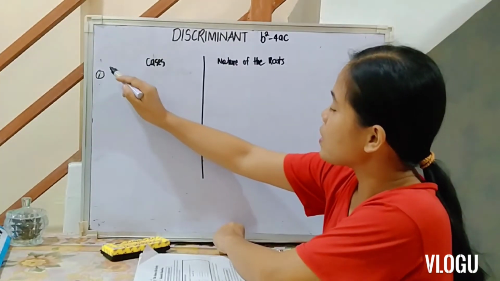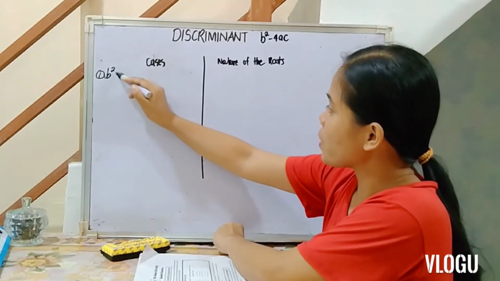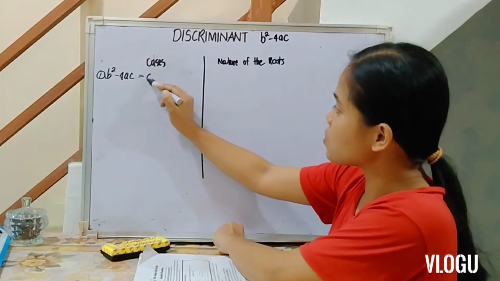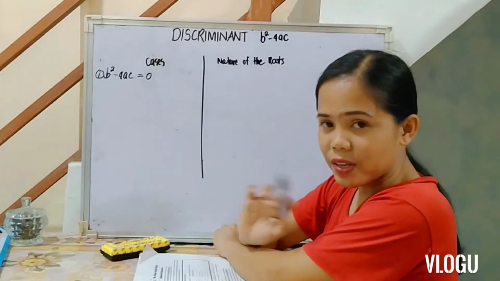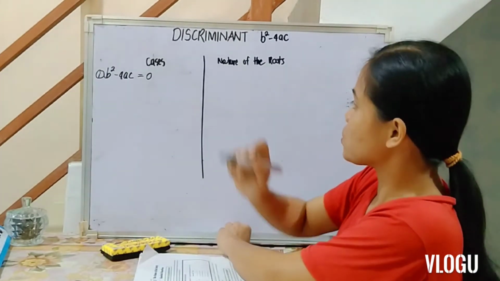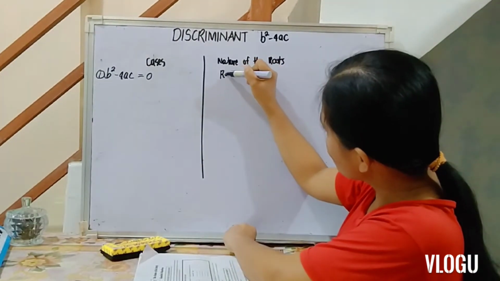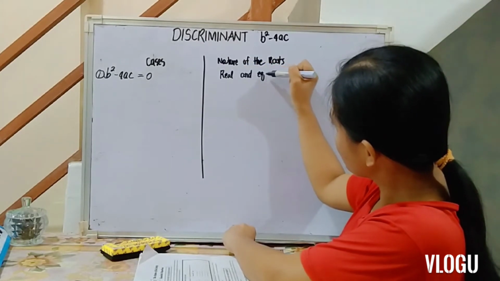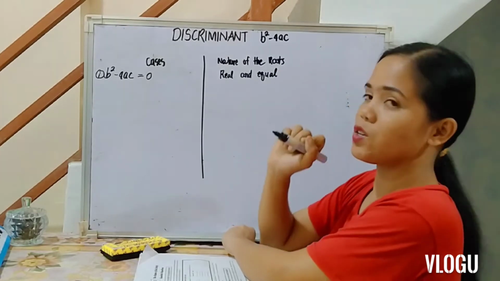Case number one is when b squared minus 4ac is equal to 0. If it happens, then the nature of the roots of our quadratic equation is that they are real and equal. So that's the nature.